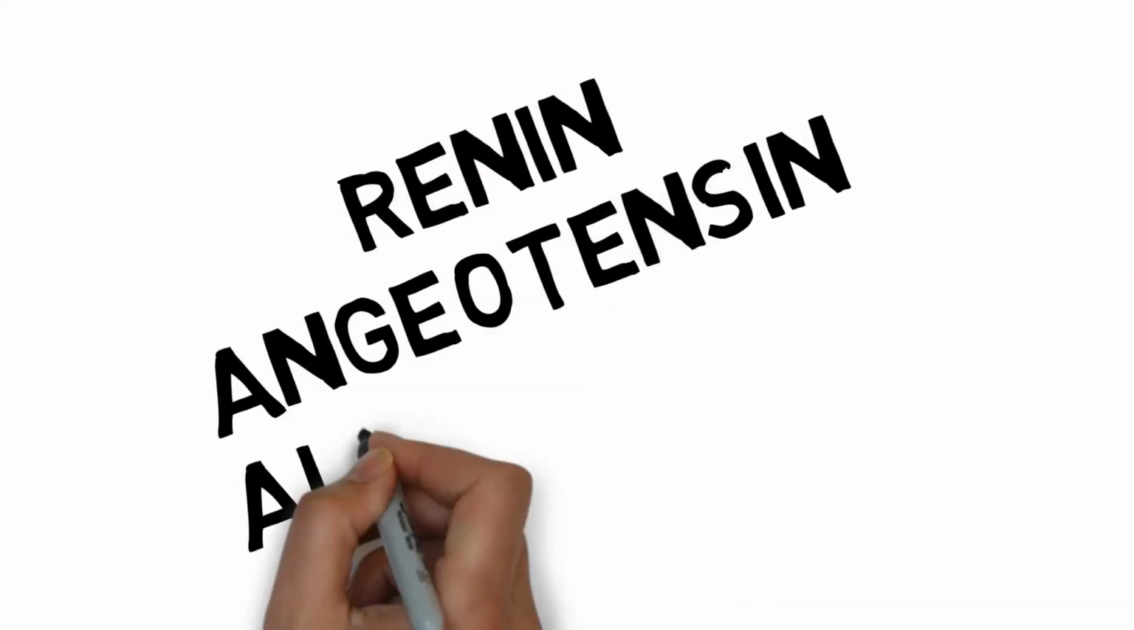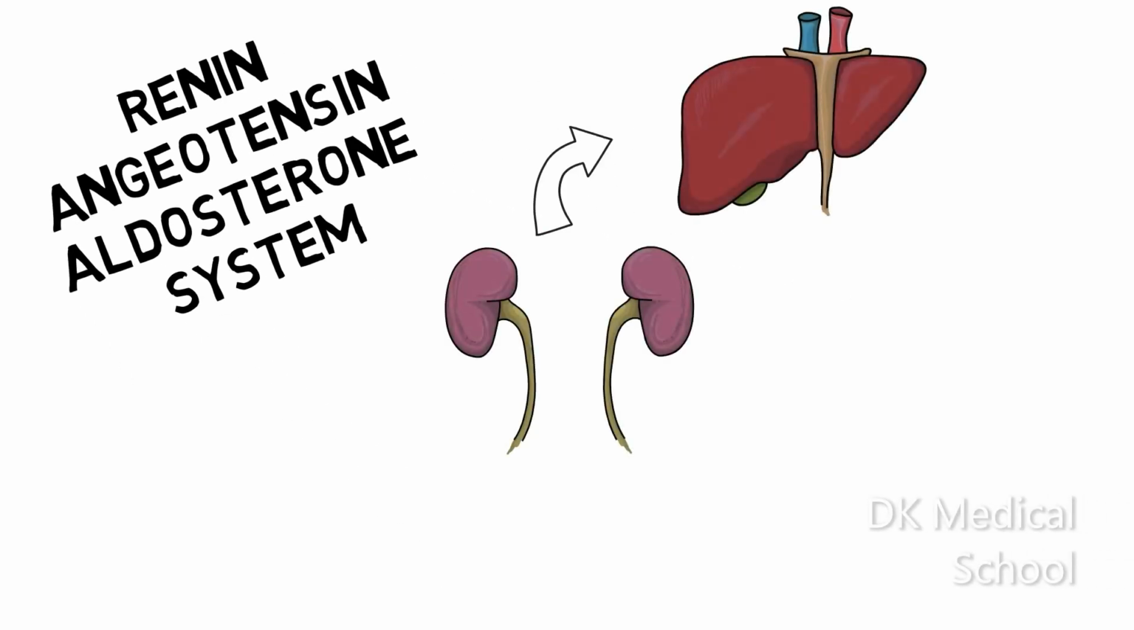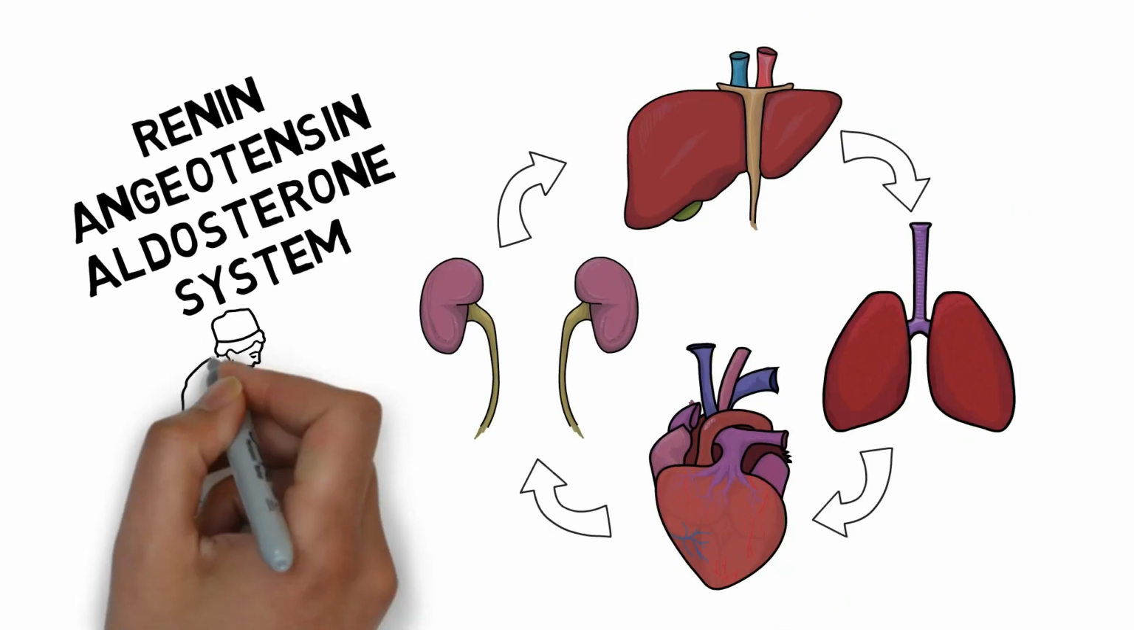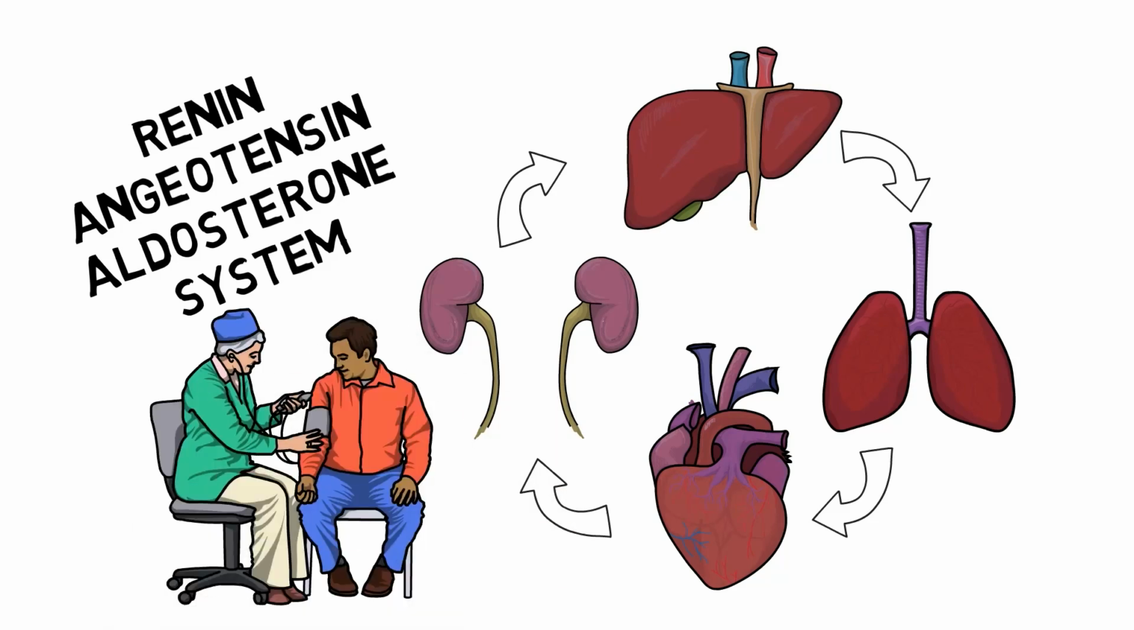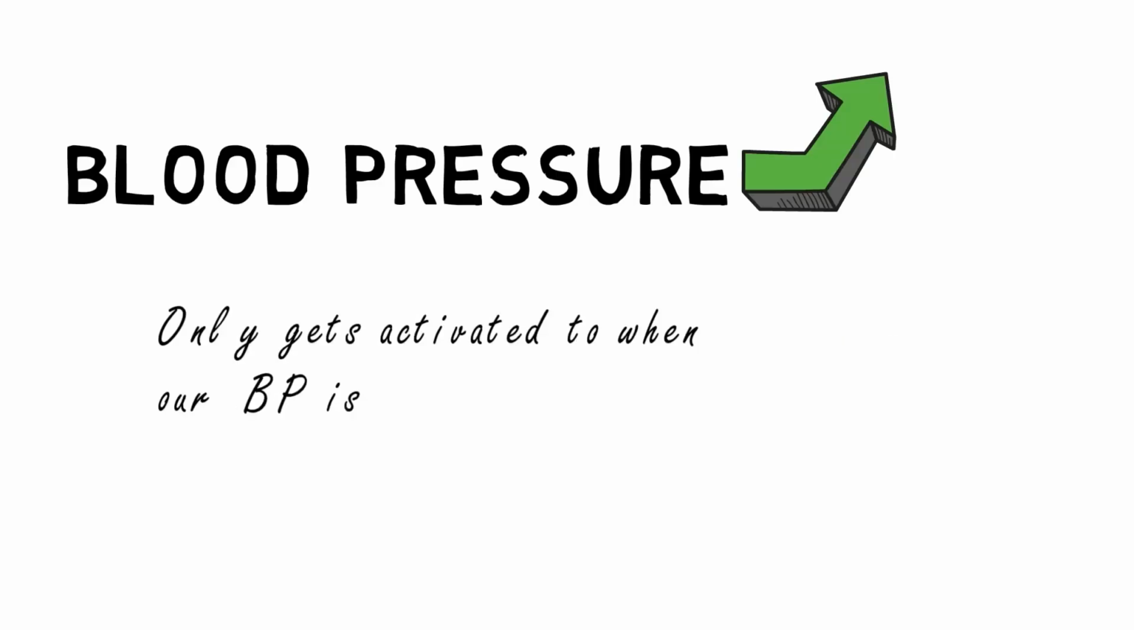The Renin Angiotensin Aldosterone system deals with a lot of physiological functions, but the most important function is blood pressure regulation. It only helps us to raise our blood pressure. That means it only gets activated when our blood pressure is falling down.